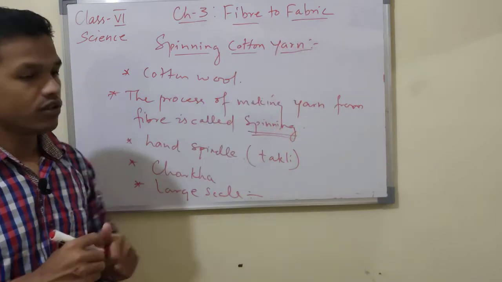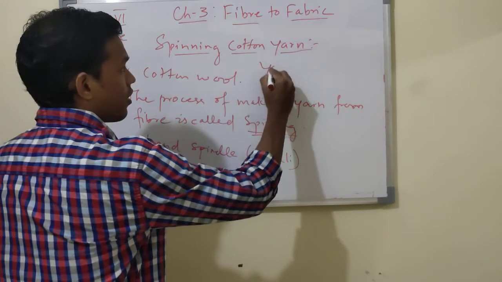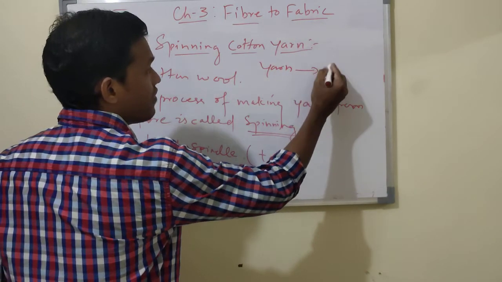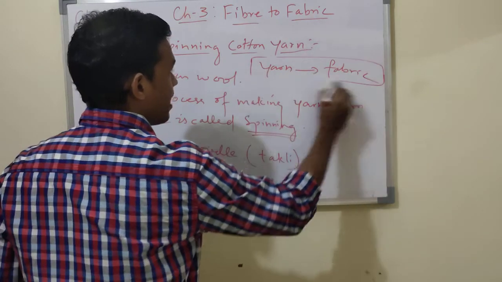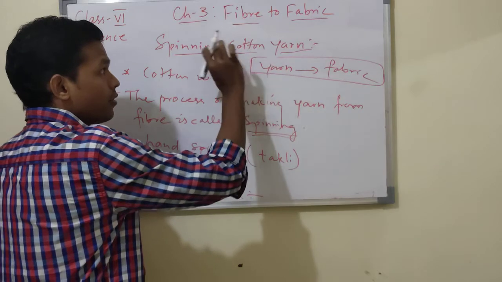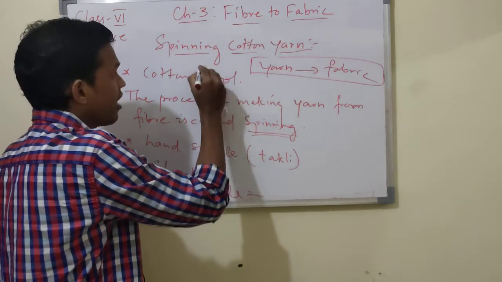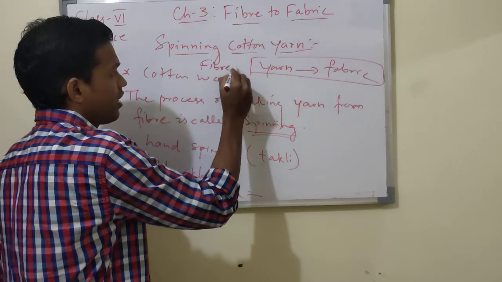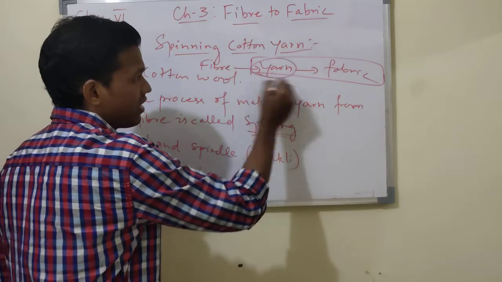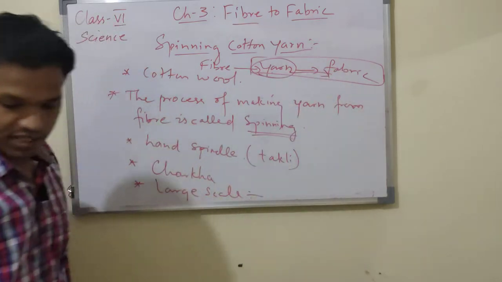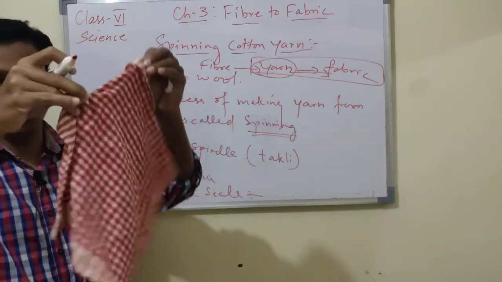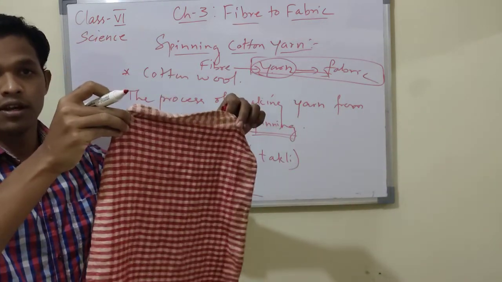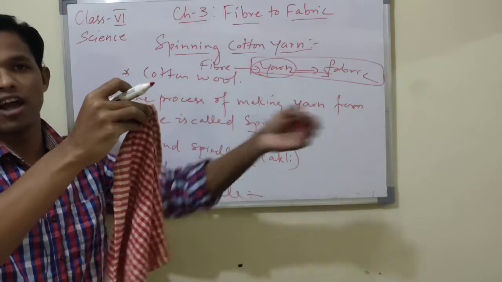From yarn, fabric is made. From yarn what is made? Fabric. Directly from fiber, yarn is formed. From yarn again fabric is formed. This is any variety of fabric. This is a cloth. We can say this is a cloth. We can also say this is fabric, but it is made from some fibers.